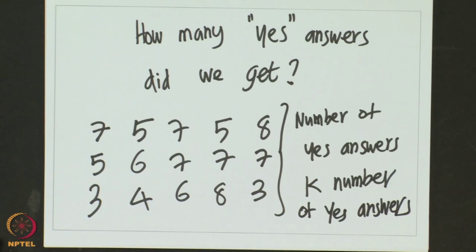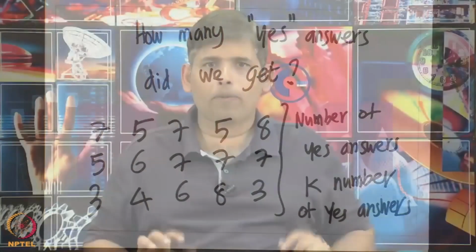Now how many yes answers will we get? So the question is, if you take a population and add a particular drug, how many cells will be alive? How likely is it that you would get exactly 3 cells alive? How likely is it that you would get exactly 7 cells alive? So if you do yes or no experiments, how likely is it that you would get exactly k yes answers?